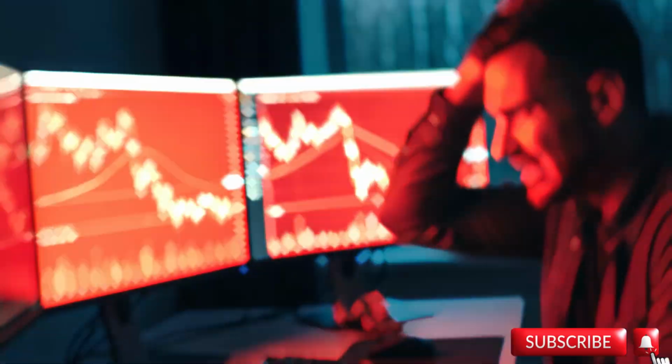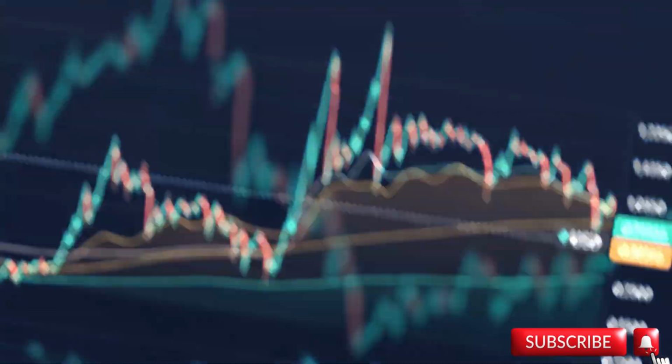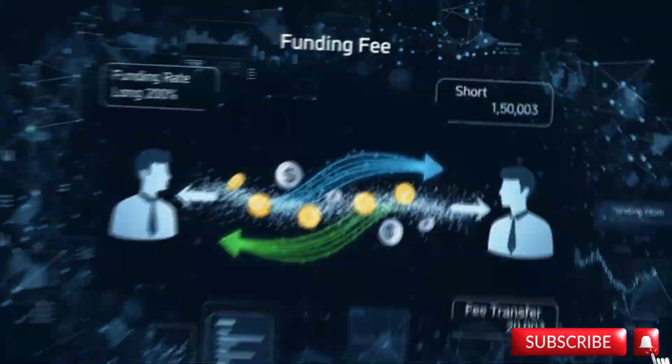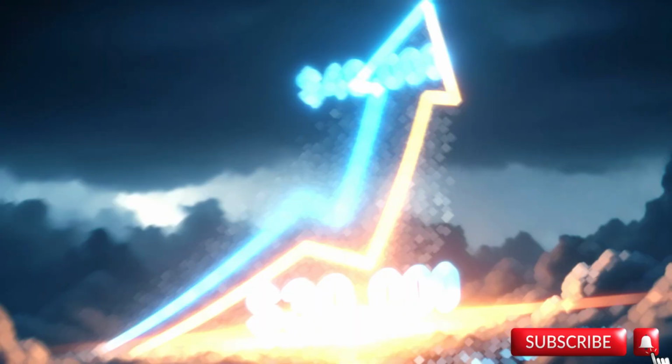Let's start with futures. So, what exactly are futures? A futures contract is a formal agreement between two parties to buy or sell an asset at a predetermined price on a set date in the future. Before entering the contract, both parties agree on two key things. First, the price at which the asset will be traded, and second, the expiration date, which is when the contract will be settled. Now, let's understand how crypto futures work with a simple example.